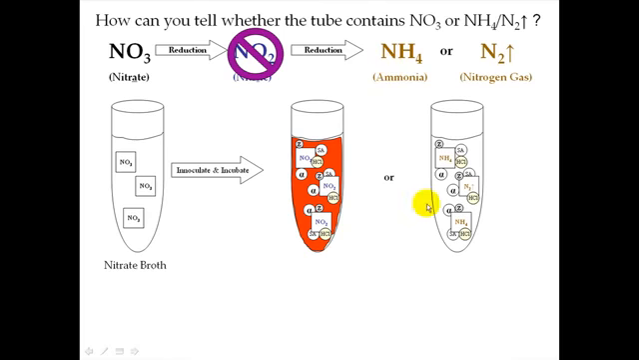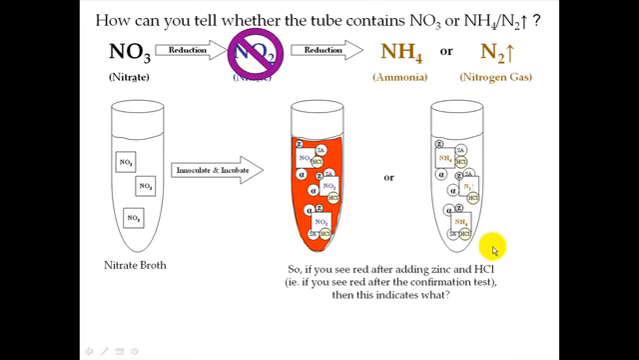So the take-home point for this tube is that if you add the sulfanilic acid and alpha-naphthylamine, see no red, then you add the zinc and HCl, and you see no red, that tells you that the bacteria that you put into that tube are capable of reducing the nitrate, and they reduce it all the way down to ammonia and nitrogen gas. That's why it remained clear. So again, that's the explanation as far as why you add all this stuff during a nitrate test.